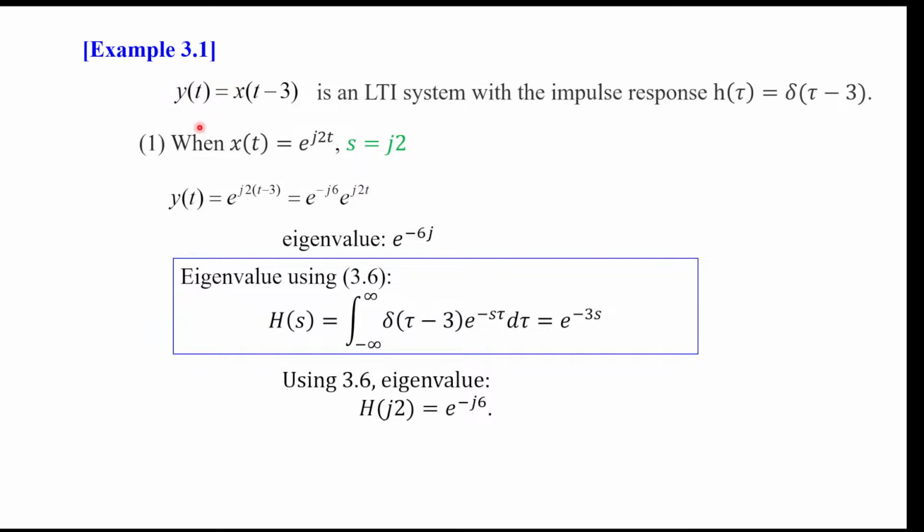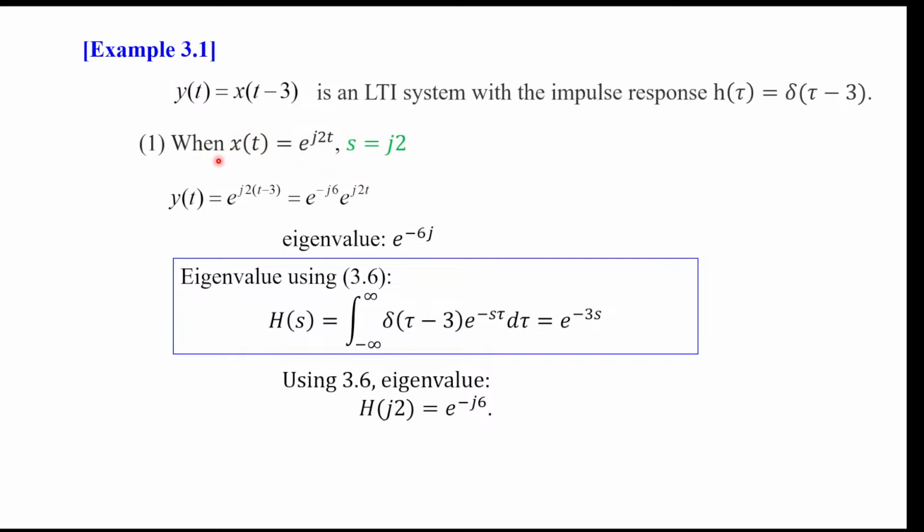Here we have a very, very simple system. y of t is this time delay system: y of t equals x of t minus 3. It has a unit impulse response, as we see today: h of tau equals delta of tau minus 3. And then we try one of those complex exponentials.